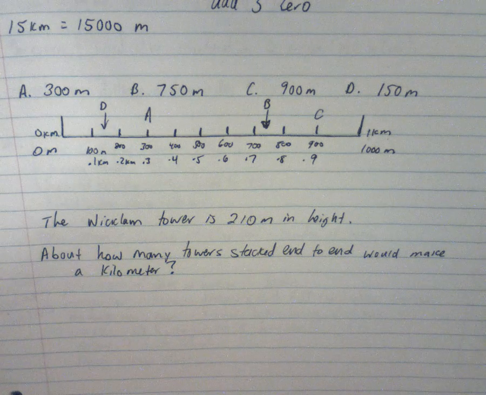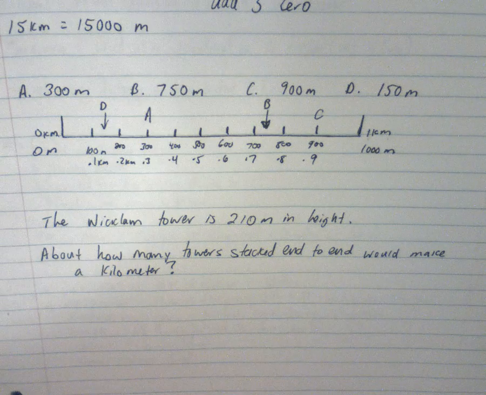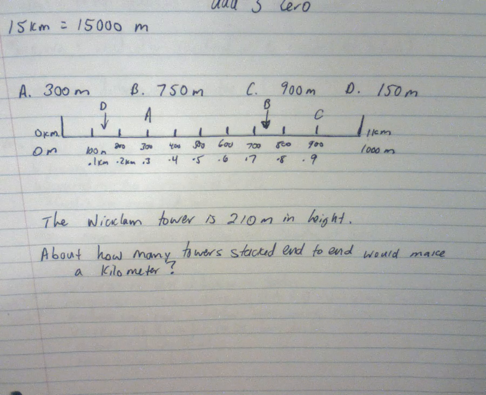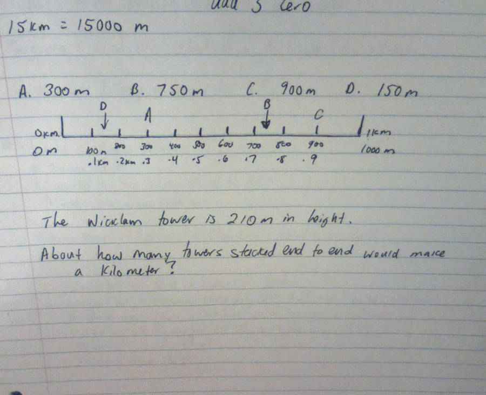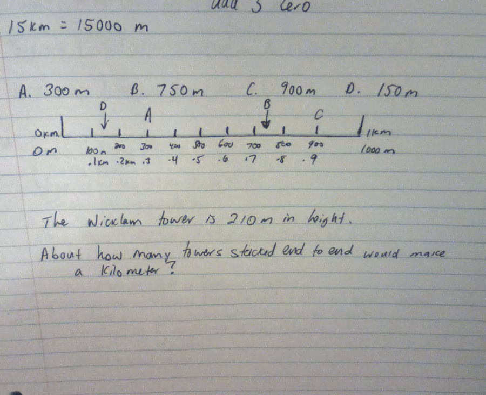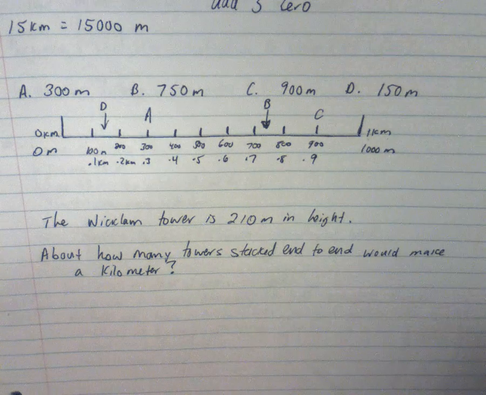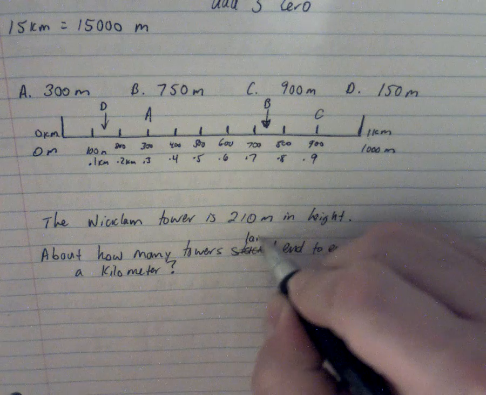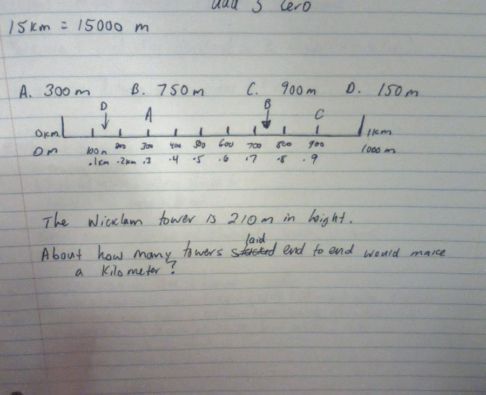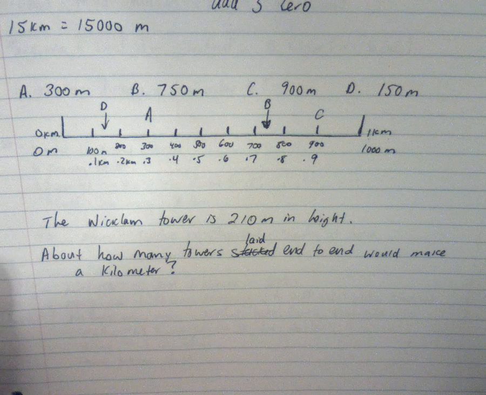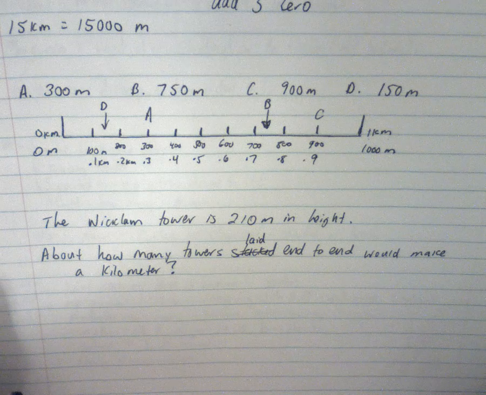Okay? So this is a problem that I just made up. It says the Wicklum Tower is 210 meters in height. So it's 210 meters tall. About how many towers, that should be laid. I made a mistake there. I apologize. How many towers laid end to end would make a kilometer?